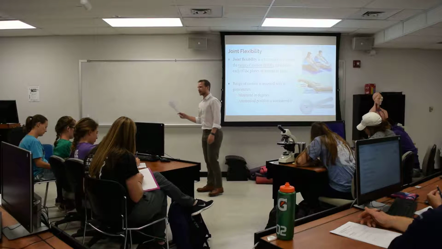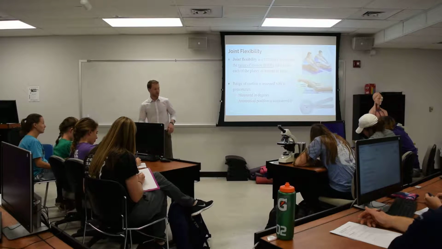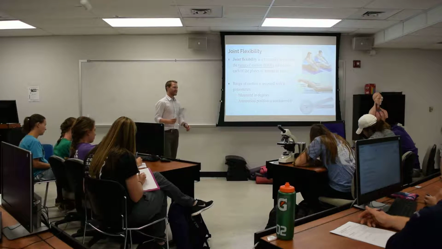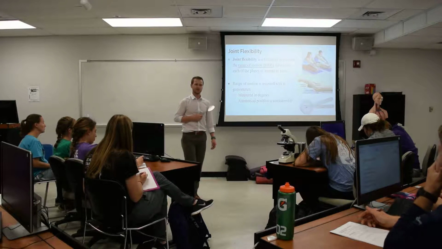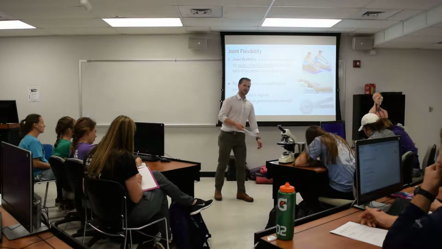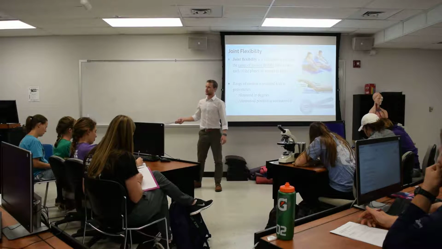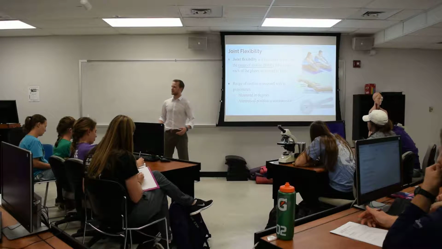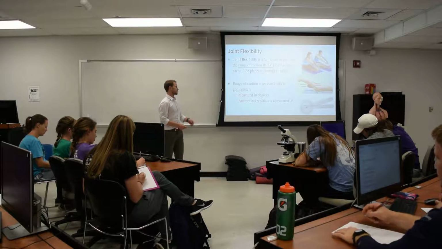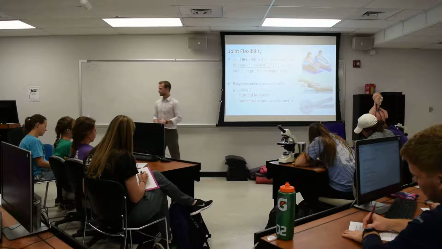A couple of highlights when measuring joint range of motion using a goniometer. Anatomical position is considered when all joints are at 0 degrees. And then when a joint moves throughout its range of motion, that would be the measurement from that initial 0 degree position. Okay?